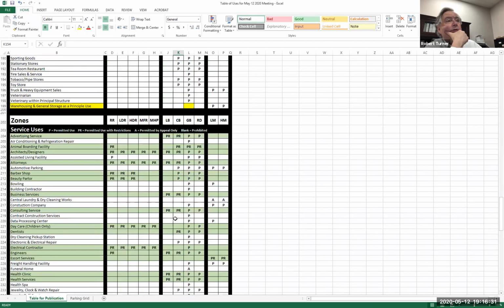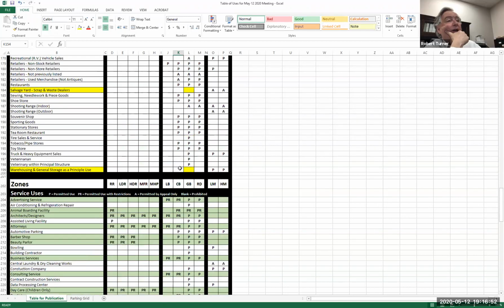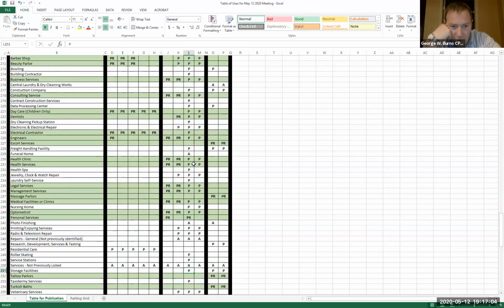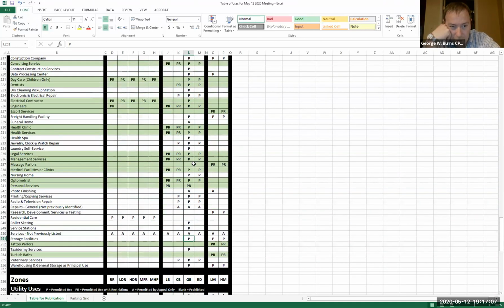The reason I created that warehousing and general storage as a principal use was really for the square, protecting against someone purchasing a building on the square and using it as a warehouse. That was my idea when I created that category. There is a storage service down here, storage facilities in the service area, that is permitted in general business, George. See the very last line of that category under services. Yeah, it says the same thing, and then it says permitted. So I didn't get down that far.